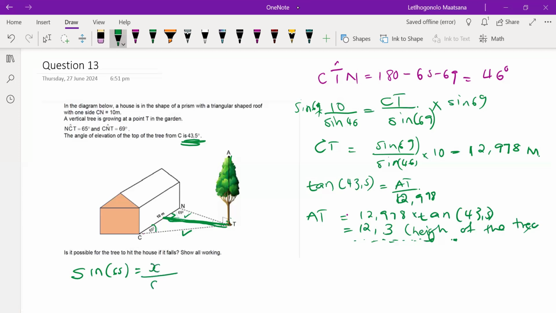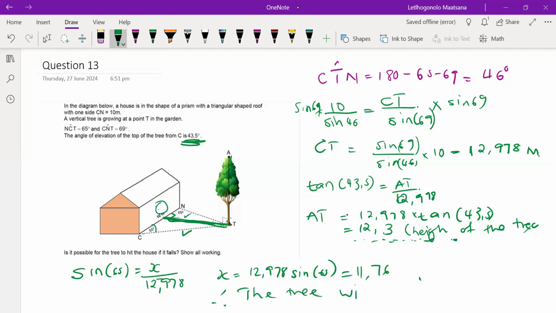over our hypotenuse, which is CT, and the value of that, we calculated it to be 12.978. Therefore, X would be 12.978 multiplied by sine of 65, giving us 11.76. So we can clearly see that the available space is very small, meaning if the tree falls, it will definitely hit the house. So then we will make a conclusion and say the tree will hit the house.